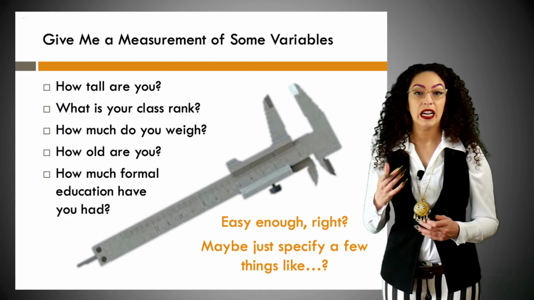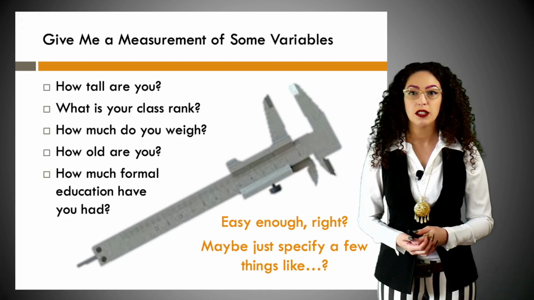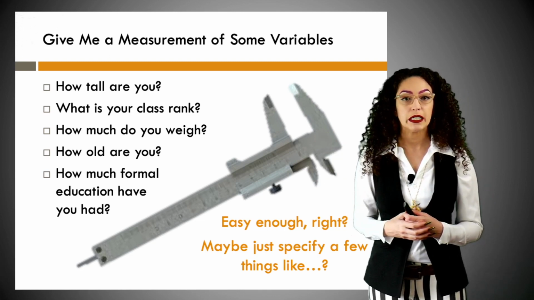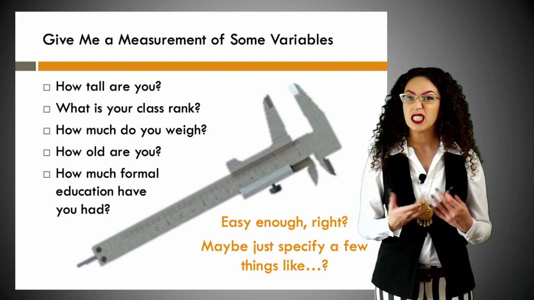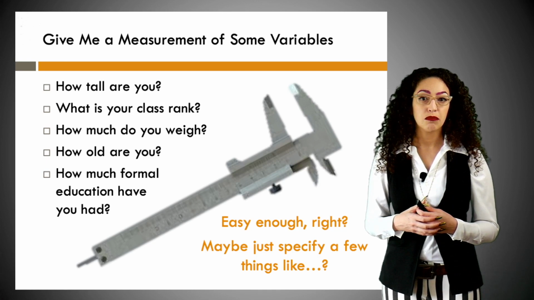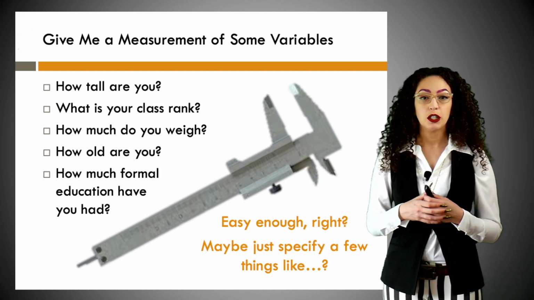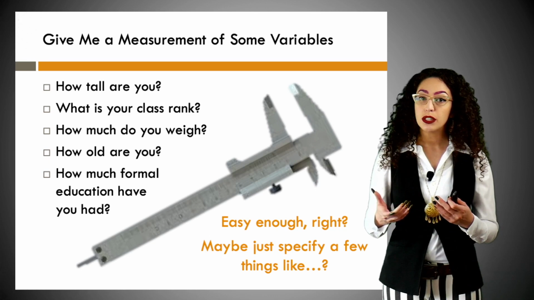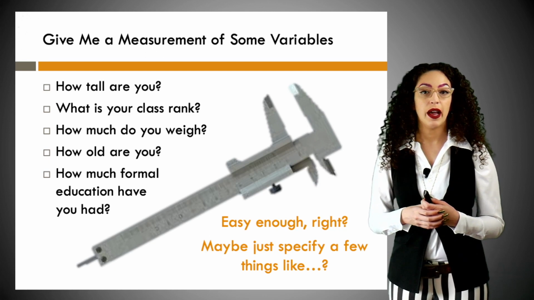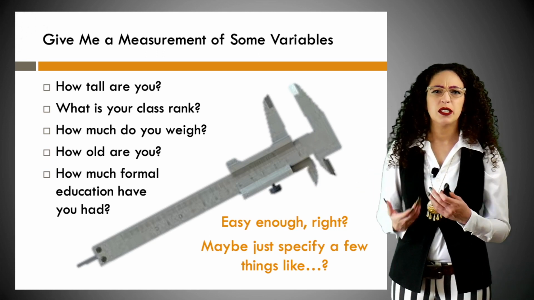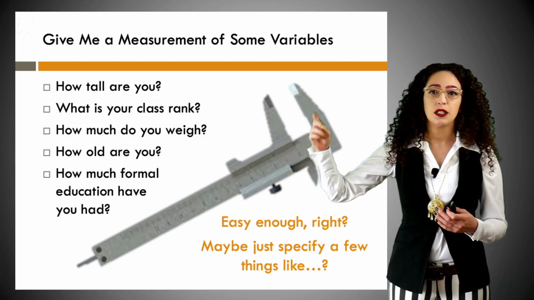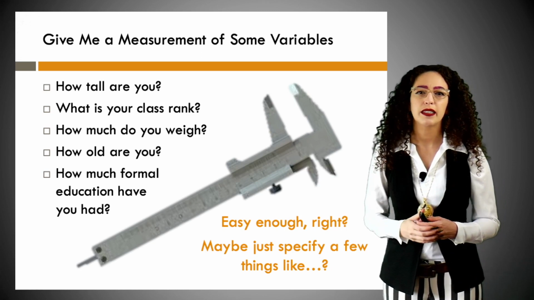So now that we kind of know what a variable is, just anything that you can measure, let's think about measuring some of these things. How about how tall are you? That one's fairly easy. I'm about 5'6", so about 66 inches. What is your class rank? You could look on your transcript maybe to see that. How much do you weigh? Get on a scale. How old are you from your date of birth? And how many formal years of education have you had? This is easy enough, right? Maybe you would just have to specify a few things like, do you want to know in kilograms or in pounds? Do you want to know in inches, centimeters, feet, things like that.